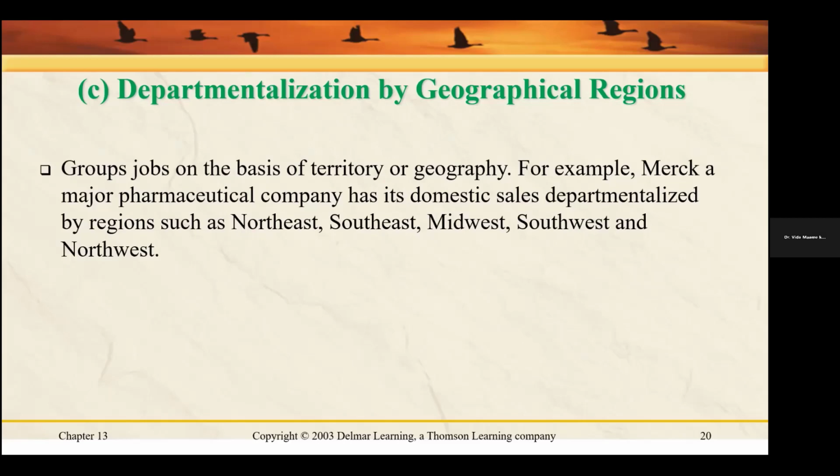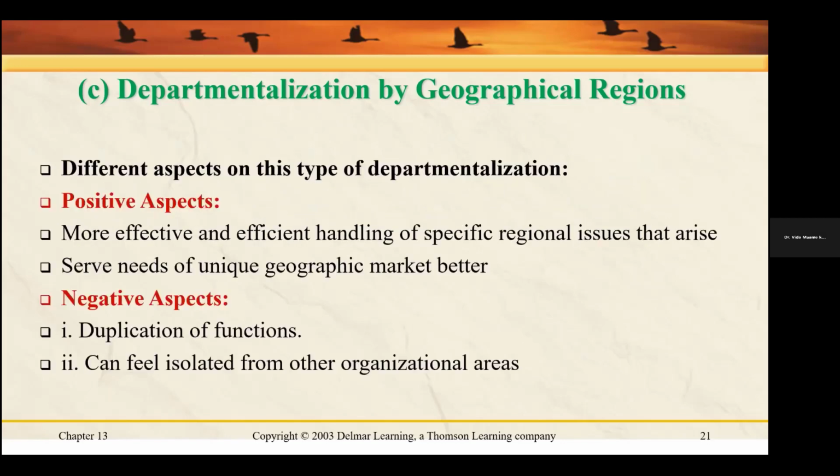And these are the different aspects of regions. More effective and efficient handling of specific regional issues that arise, and serving the needs of unique geographical markets. So I have planted my pharmacy here, but if I go to deeper areas, these people need this, so this is what I focus on there. The negatives are duplication of functions and that it can feel isolated from the other organizational areas. So these are the positive and negative aspects of this type of departmentalization.